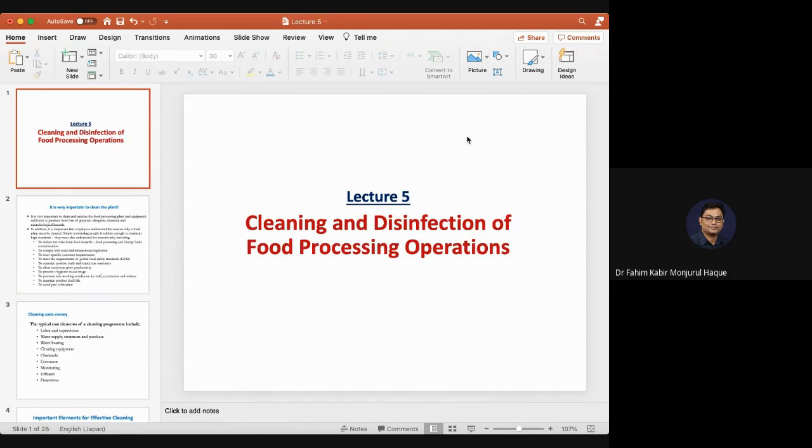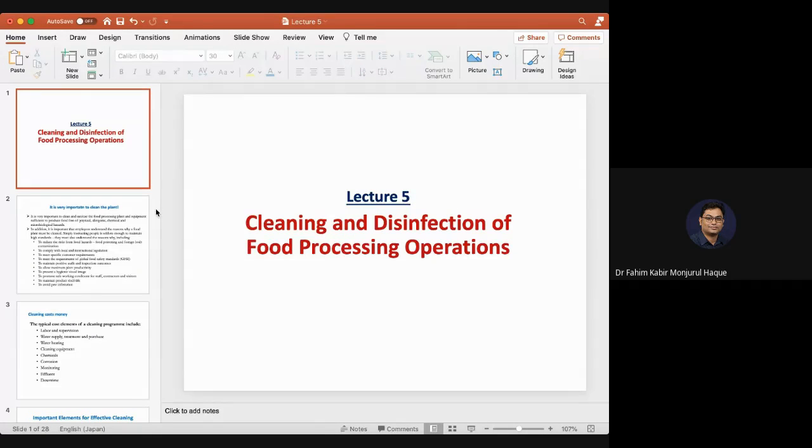So lecture 5 is about cleaning and disinfection of food processing operations, but mainly cleaning. There will be only two or three slides on disinfection. So cleaning is the main thing. Actually, in the industry, these are combined things. Cleaning and disinfection are not two separate processing things. They are done in combination.